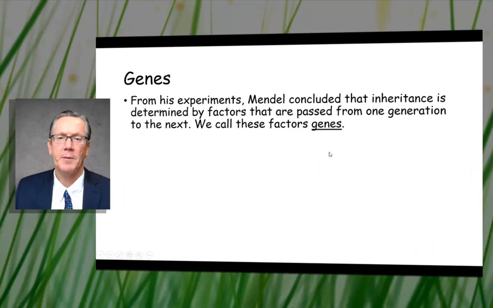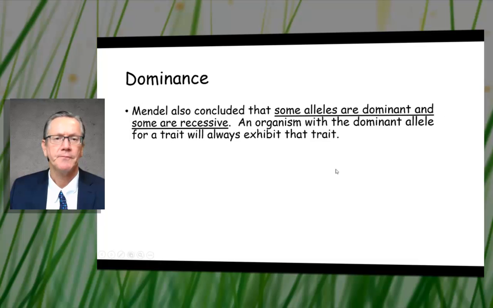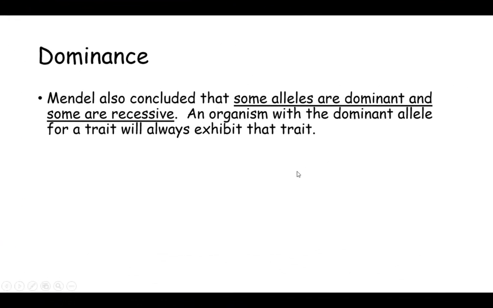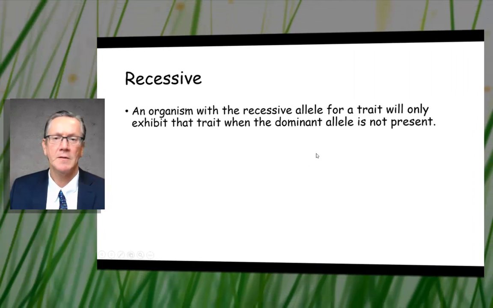Genes. From his experiments, Mendel concluded that inheritance is determined by factors that are passed from one generation to the next. We call these factors genes. Dominance. Mendel also concluded that some alleles are dominant and some are recessive. An organism with the dominant allele for a trait will always exhibit that trait, or the dominant trait. Recessive. An organism with the recessive allele for a trait will only exhibit the recessive trait when the dominant allele is not present.